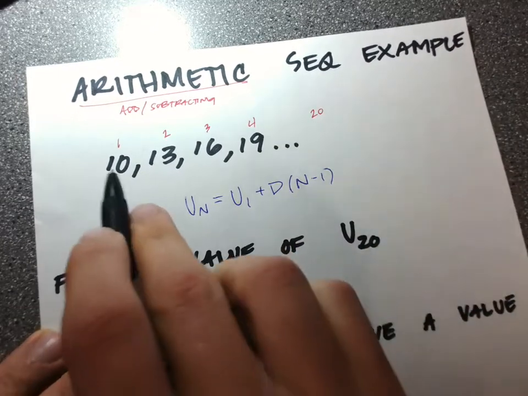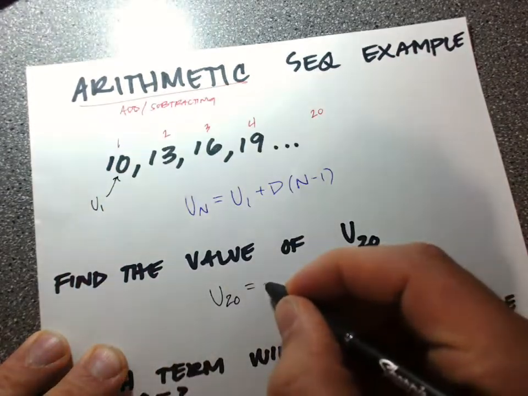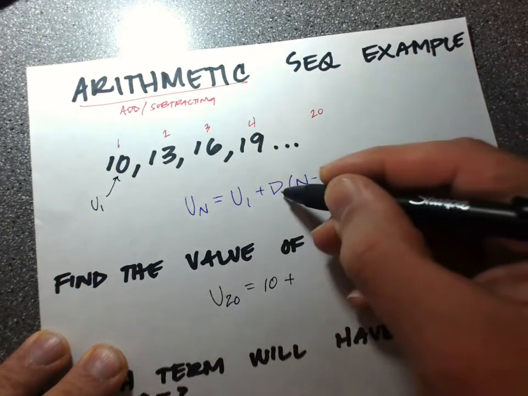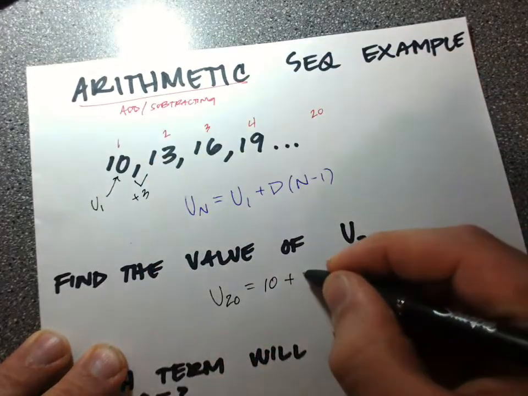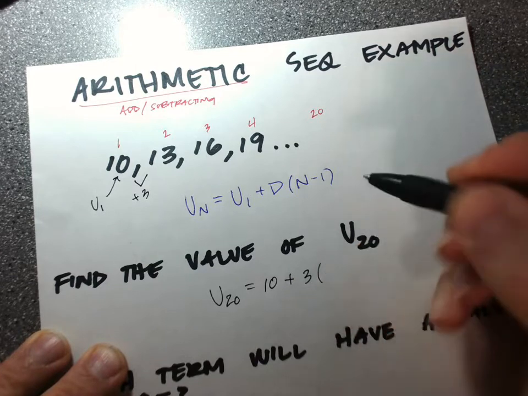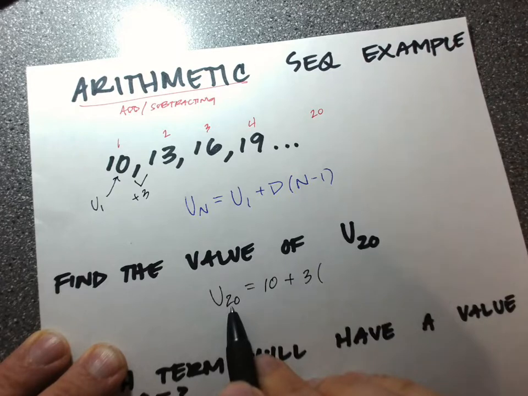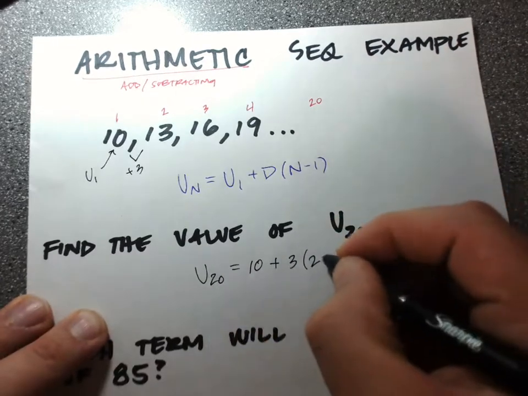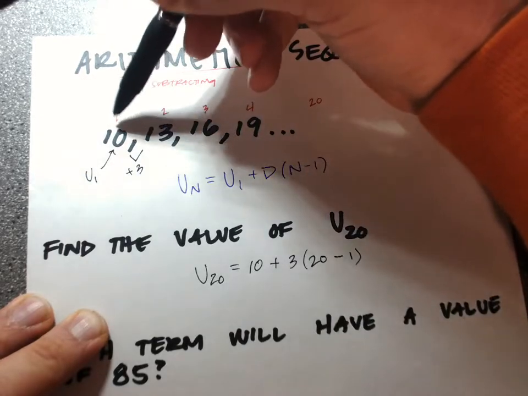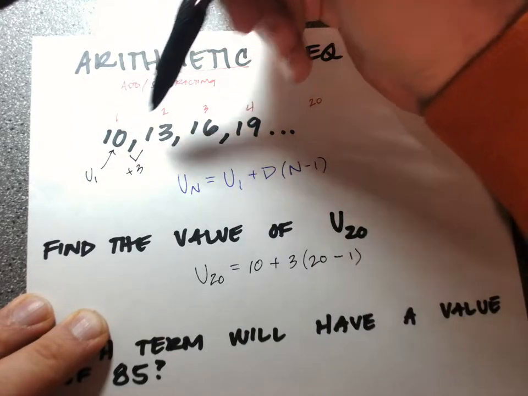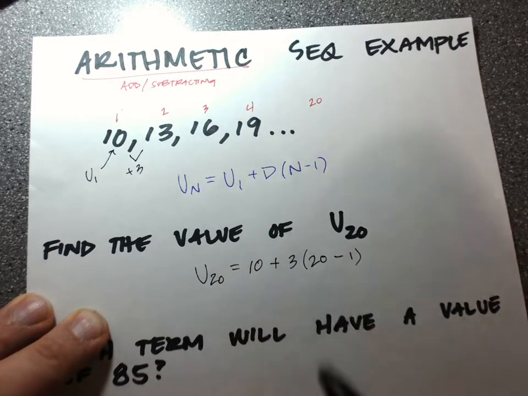So U20 will be the first value. This is U1 right here. That's the 10. First value, 10, plus common difference. Well, you can see this is a plus 3 pattern, so the common difference is 3. And n minus 1. The n, it says here, is 20. The minus 1 is part of the formula because you don't start at 0. You start off by a count of 1. So this minus 1 is to compensate.